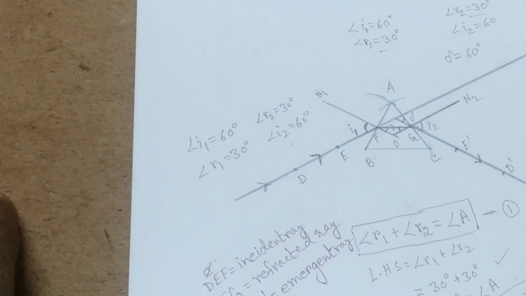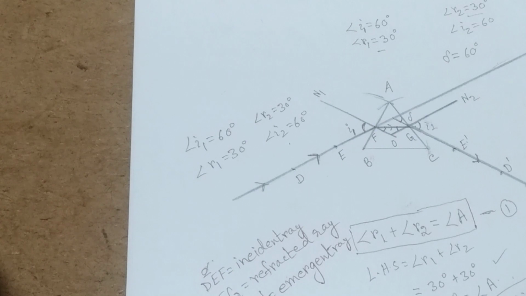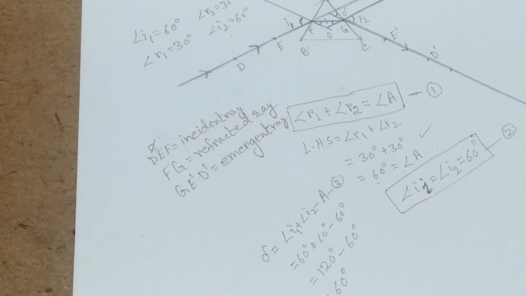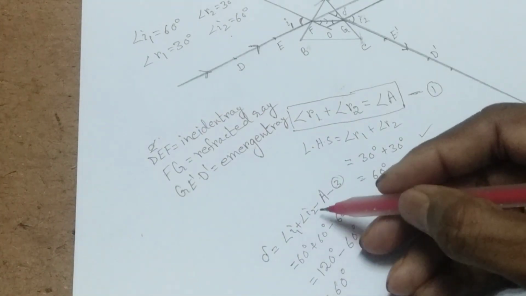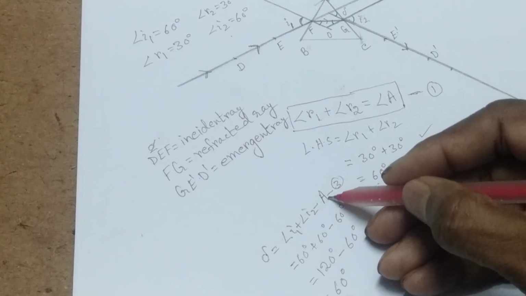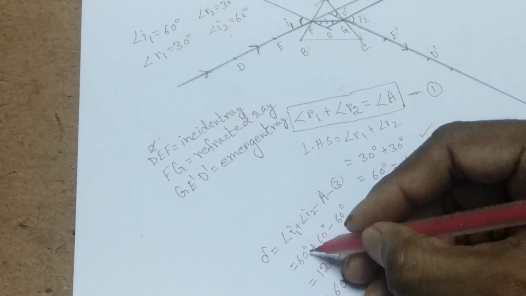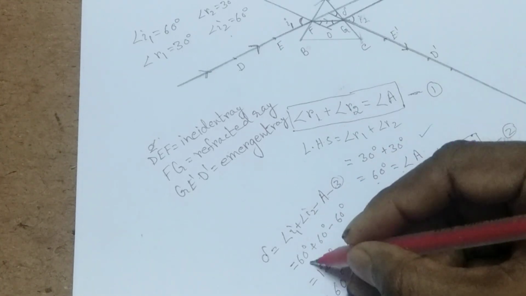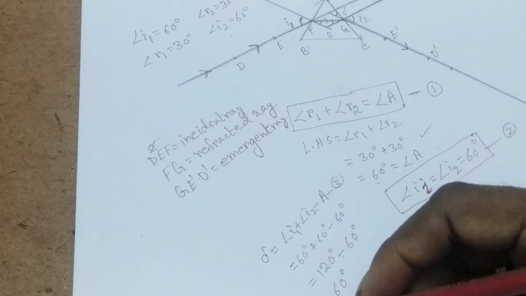And this one is also correct, that is angle I1 is equal to angle I2. That is, angle of incidence is equal to angle of emergence, that is 60 degree. And also we know there is a formula for angle of deviation: del is equal to angle I1 plus angle I2 minus angle A, where A is the angle of prism. We got I1 as 60 degree, I2 as 60 degree, and angle A as 60 degree. So 60 plus 60 is 120, minus 60, that is del, we got 60 degree.